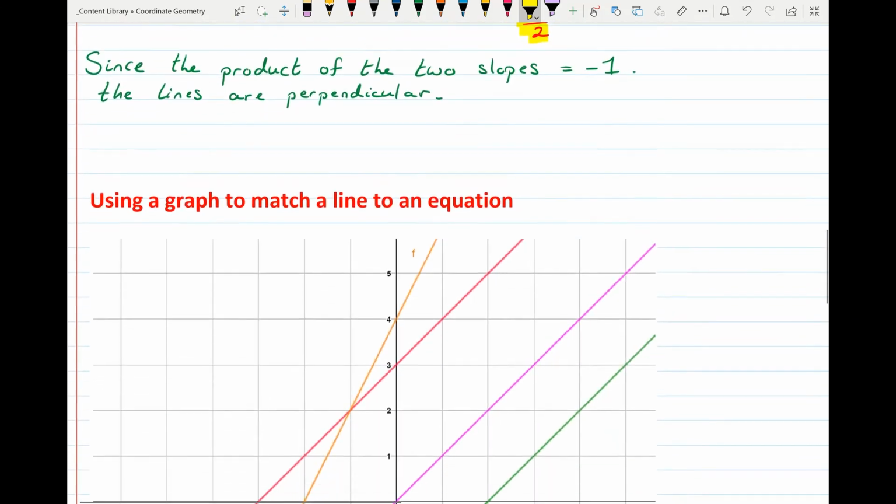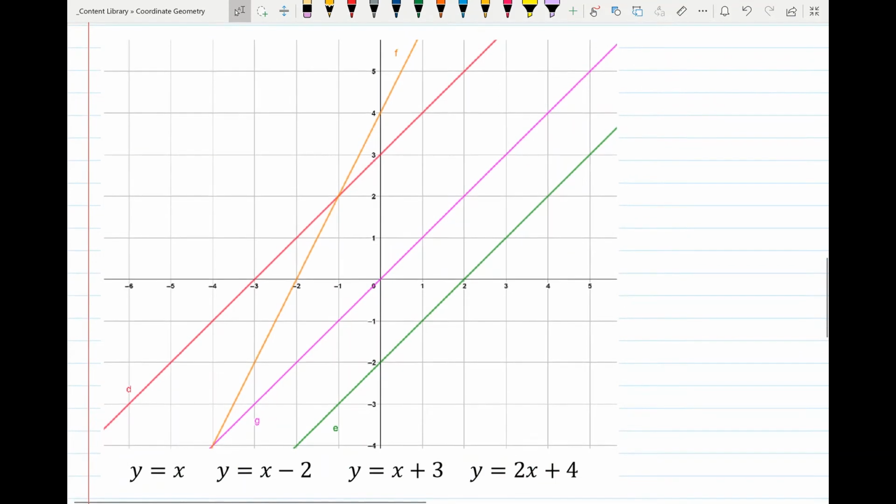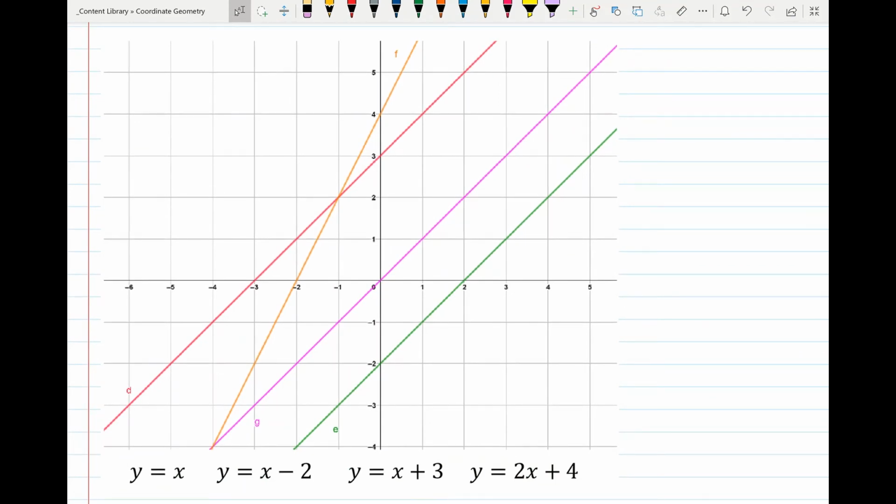And finally, let's match some lines to their equations. So at the bottom here, I have 4 equations: y equals x, y equals x minus 2, y equals x plus 3, and y equals 2x plus 4. To match these equations to the four colored lines here, the first place to start will be to look at the y-intercepts. That's the biggest giveaway.